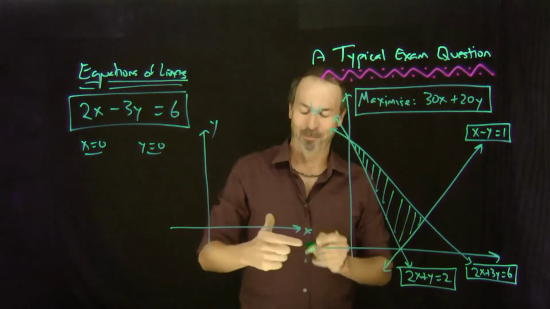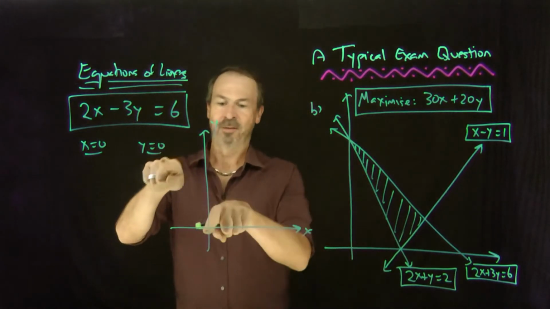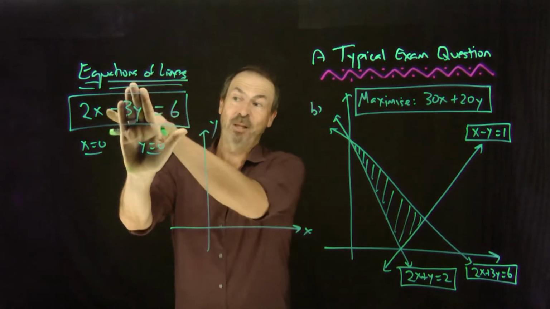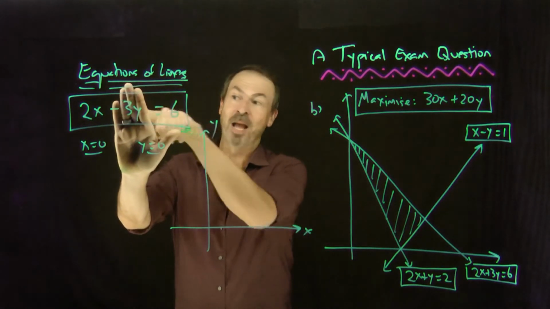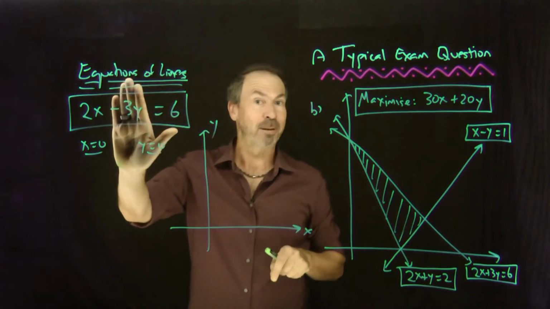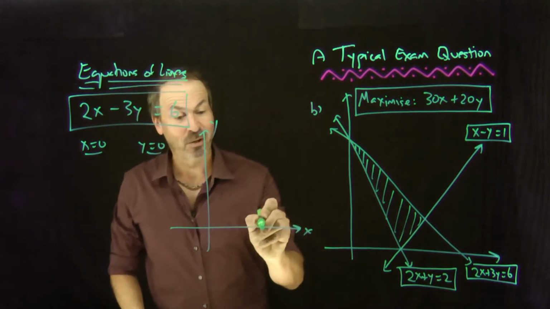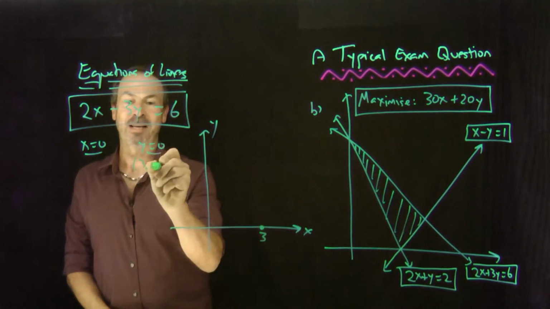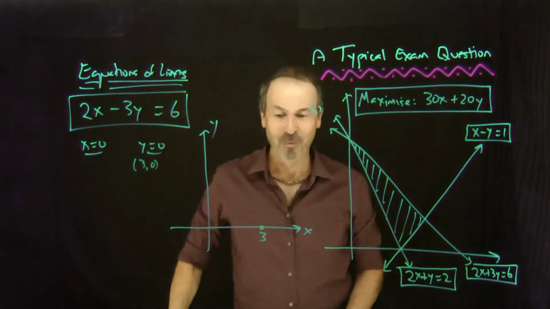In fact, y is 0. If y is 0, we've got 0 height, somewhere along here, then 3y would be nothing. I'm just left with the equation 2x equals 6. Oh, when y is 0, x must be 3. So I've now got the point (3, 0), right there. Beautiful, 1 point.